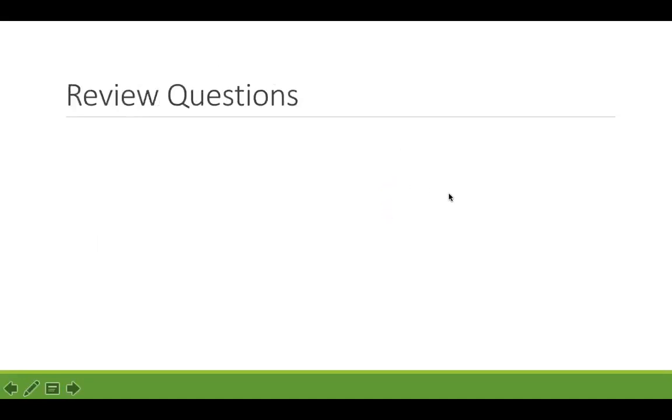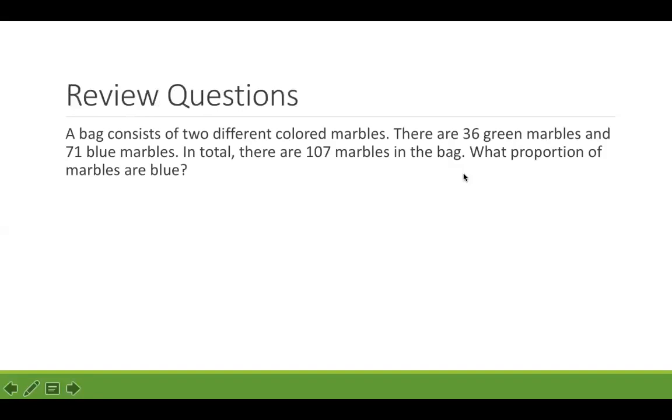All right. So a review question on the proportion. Use the formula in the last slide to answer this question. Here are some options to select from. A bag consists of 2 different colored marbles. There are 36 green marbles and 71 blue marbles. In total, there are 107 marbles in the bag. What proportion of marbles are blue? Take a moment, look it over, and put your answer in the chat box if you can.